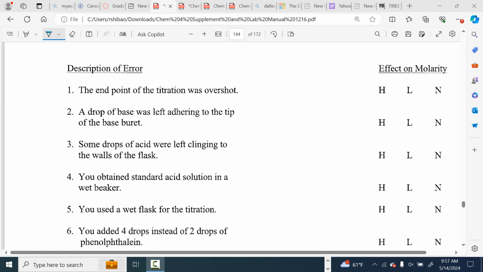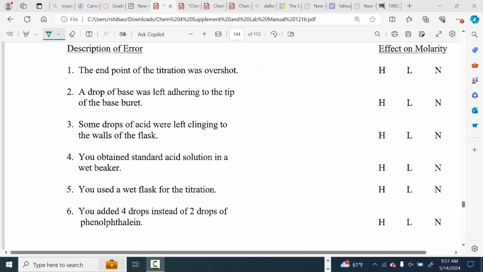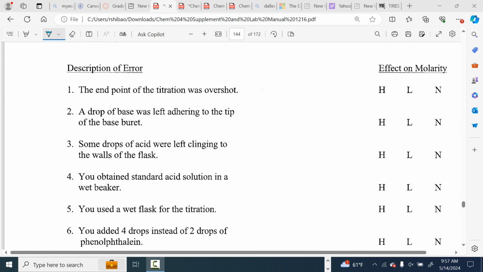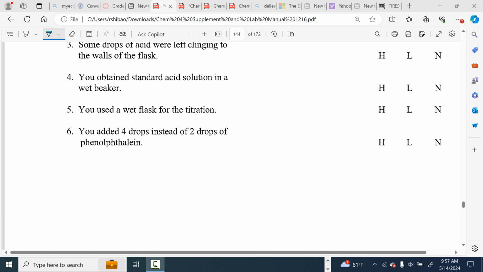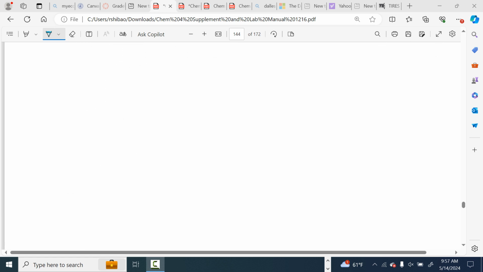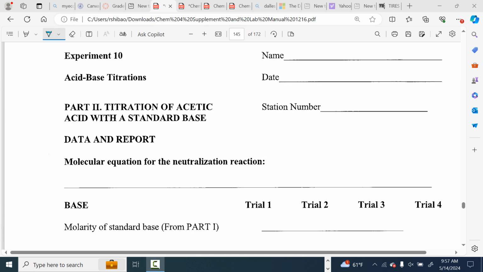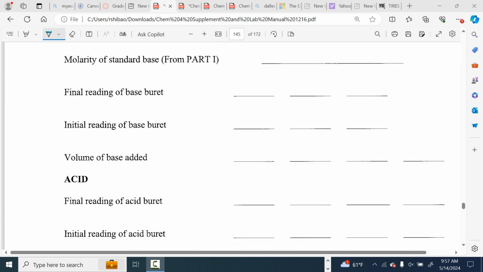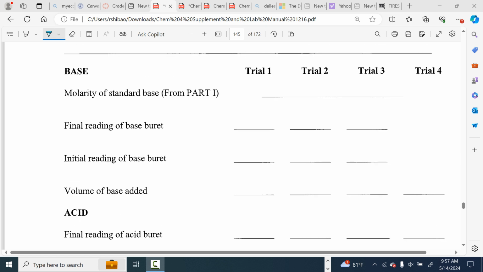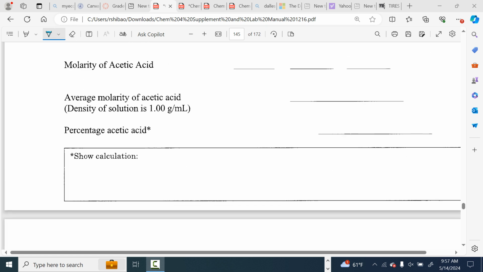There's some questions here. You can give those a shot. Yeah, do these questions as well. This is just asking what errors would impact the results, the molarity.